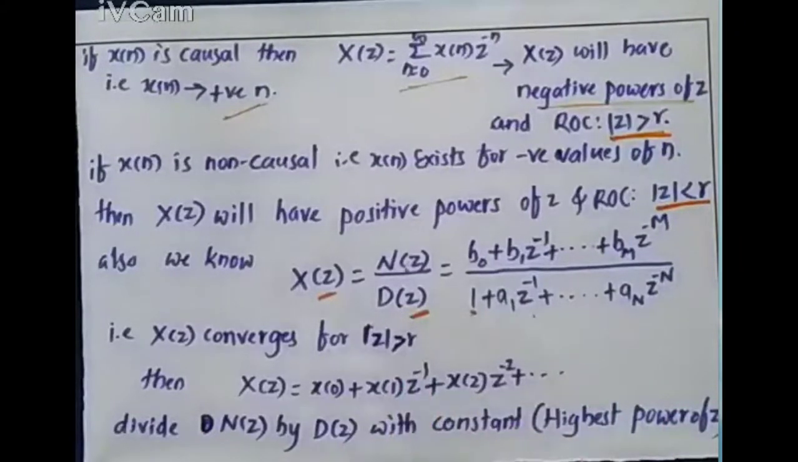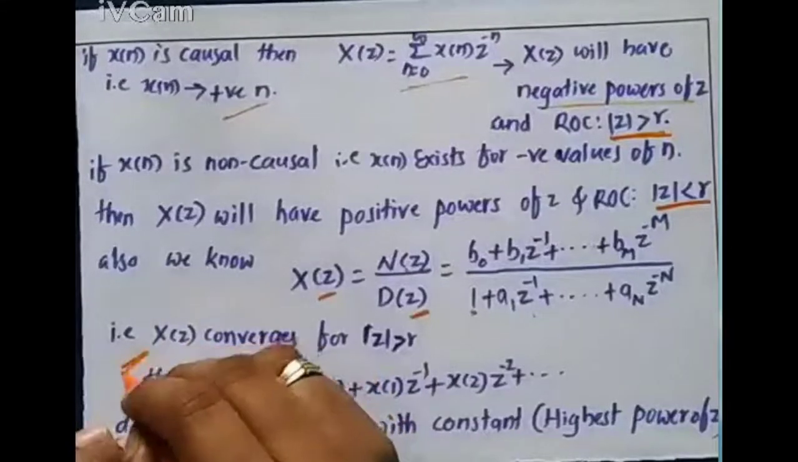Like, what should the process be? That is explained with the causal sequence and non-causal sequence. Okay, so that we will see here. Constraint, this is a very important point.